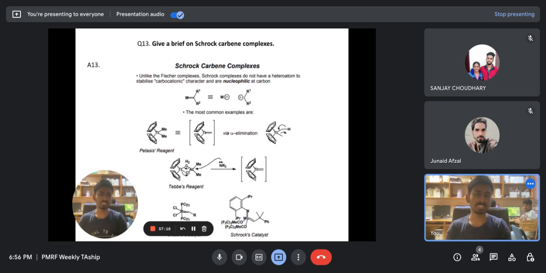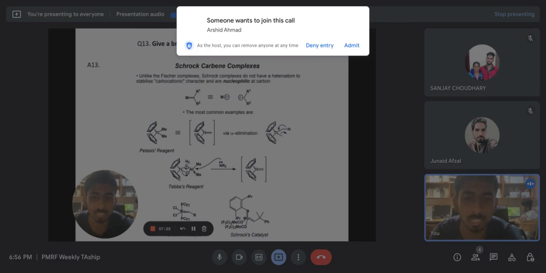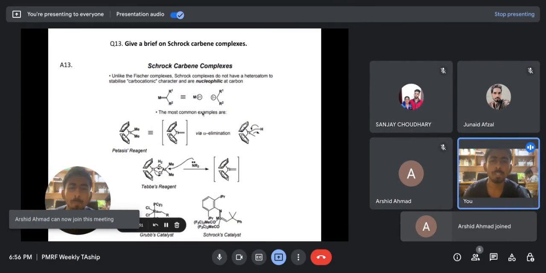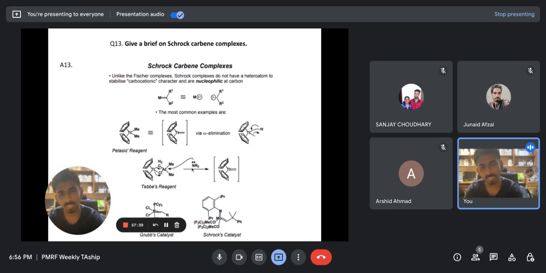Whenever the Tebbe reagent is treated with a strong base like Et3N, what happens? This NR3, that is the R3N, will attack the aluminium center. The bond between nitrogen and aluminium is quite strong, because aluminium is an electropositive p-block metal and nitrogen is electronegative. So nitrogen will attack the aluminium.